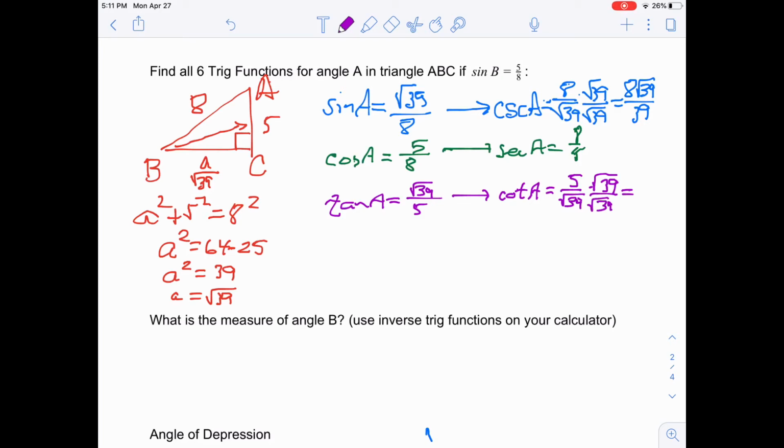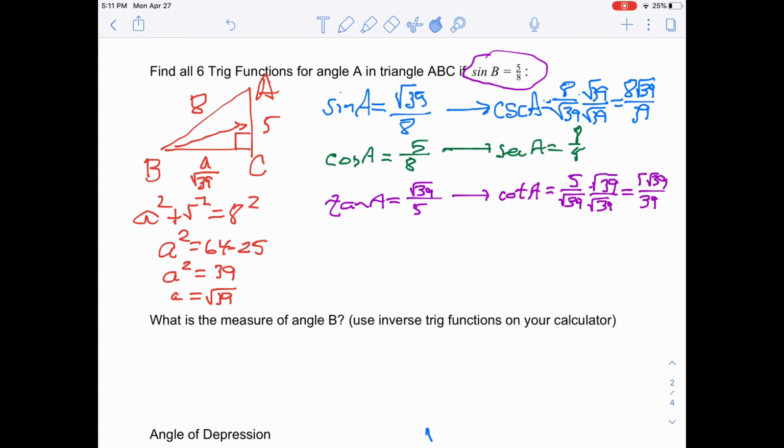And you get 5 square roots of 39 over 39 for our answer. So there's all 6 trig functions calculated from just the initial information of what sine of one of the angles equals.